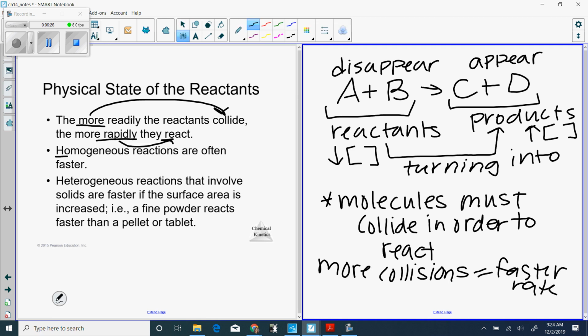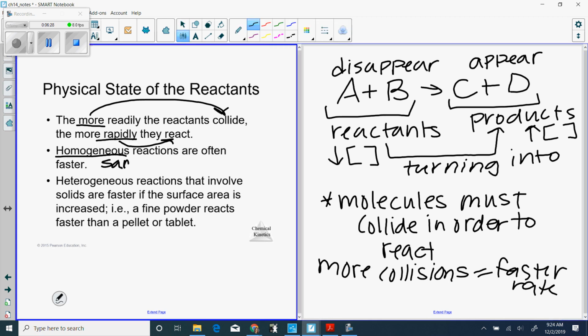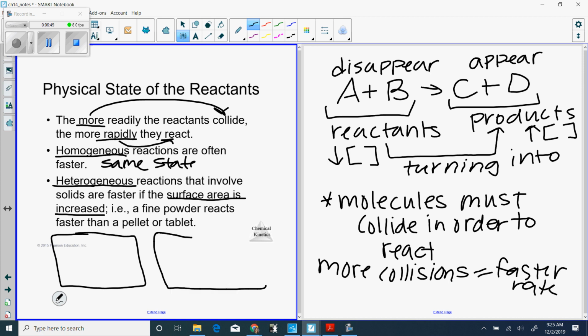Homogeneous means that they're in the same state, like everything is a solid, everything is aqueous. They're typically faster. Heterogeneous is going to be faster as long as the surface area is increased. We're going to draw a picture. We're going to draw two boxes. Surface area just means how much of it can actually react.